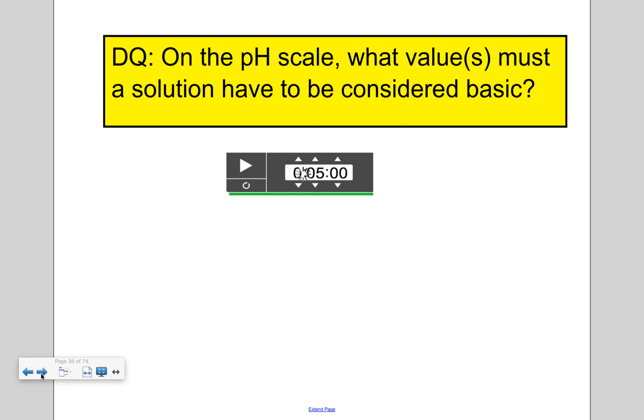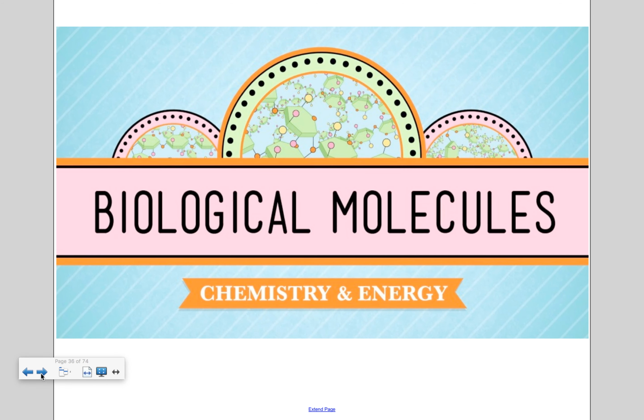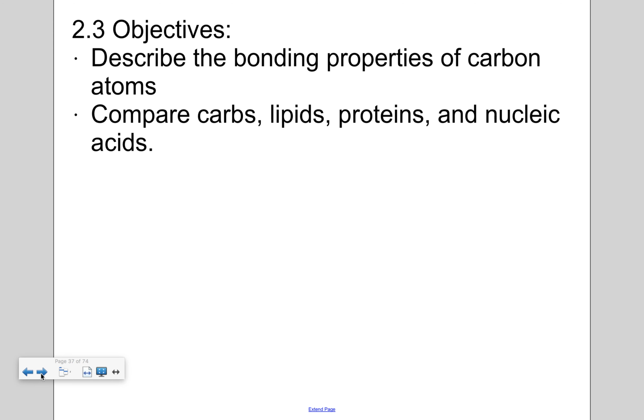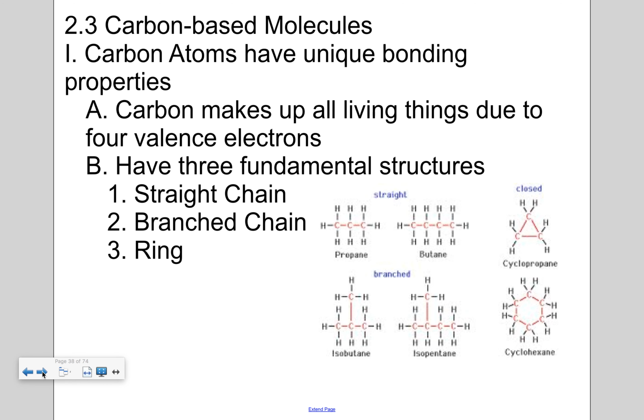Okay, moving on to 2.3. Macromolecules. All right, so we're going to talk a lot about carbon and why that is the element tied into life. And so we'll talk about 4 macromolecules: carbs, lipids, proteins, and nucleic acids. All right, carbon-based molecules. There's a reason why life is based on the element carbon, and it has everything to do with its unique bonding properties.